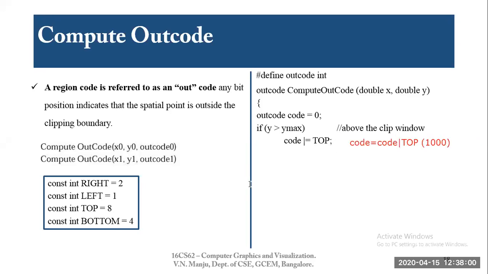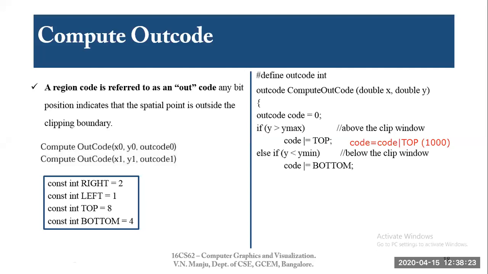So now the next point I can say is that if it is less than y min, which one should I do? Can anybody tell me what will be the code? Code or equal to which one? Code or equal to bottom. Okay. Y is with respect to top and bottom.